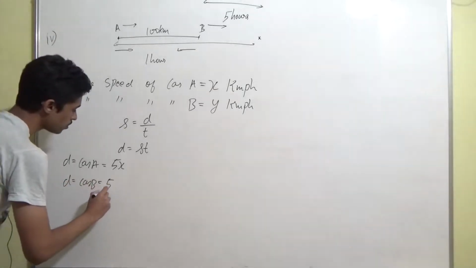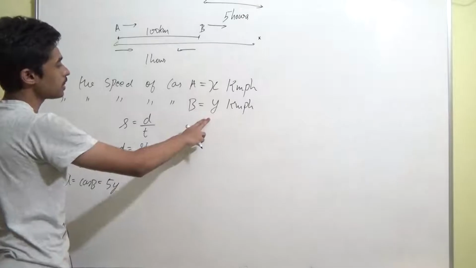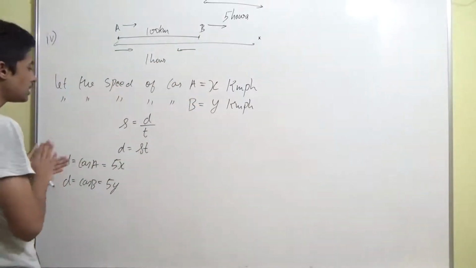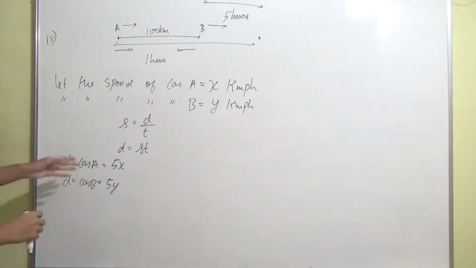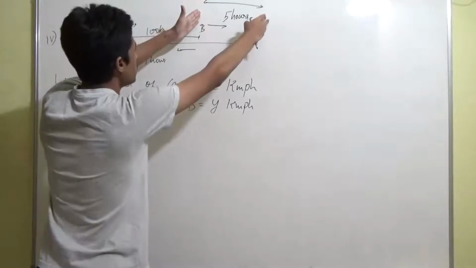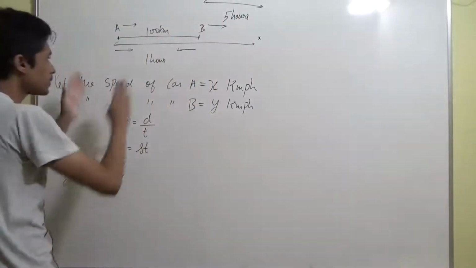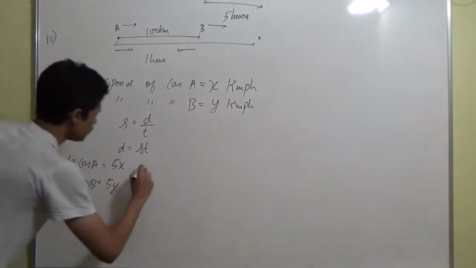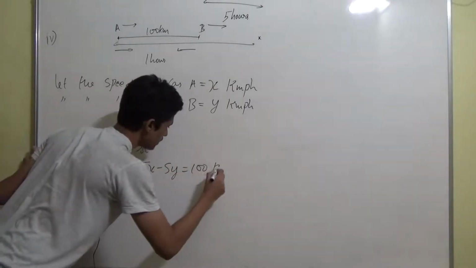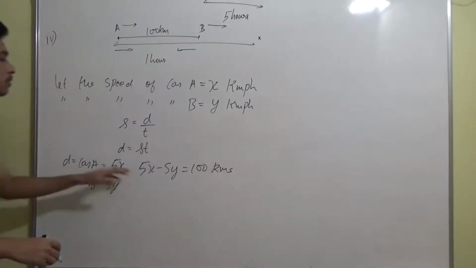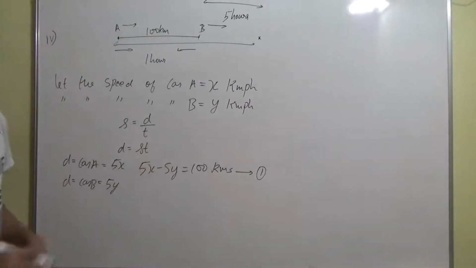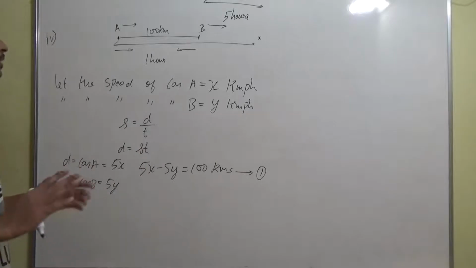Is equal to 5 into y, because the speed of car B is y and the time is 5, right? So 5y. Now if you do the distance car A traveled minus the distance car B traveled, it gives us the distance between cars A and B, which means 5x minus 5y equals 100 kilometers. Getting it, guys? That is how I formulated the first equation, using the first statement in the question itself.